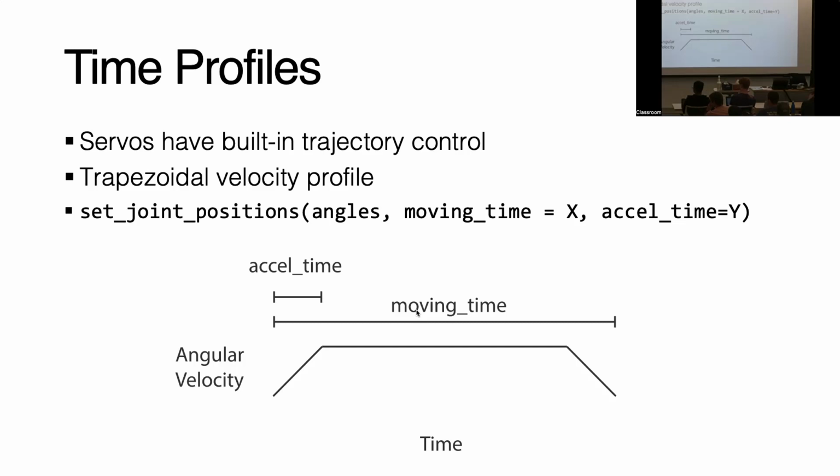So accel time cannot be more than half of moving time, right? Because otherwise it doesn't work. If accel time is exactly half of moving time, you will spend half of your time accelerating and half of your time decelerating. But you can have accel time shorter. If you have a longer accel time, it won't be so jerky. Obviously, setting the moving time is going to change how fast it's going to move.